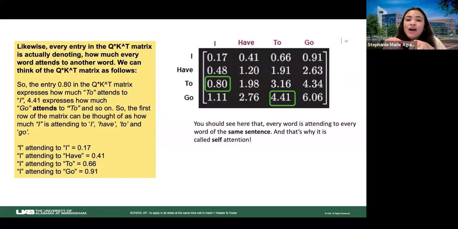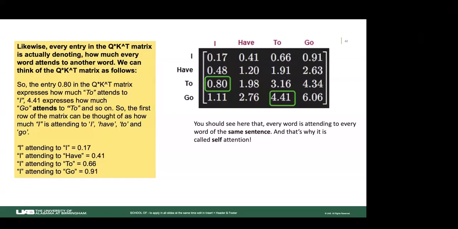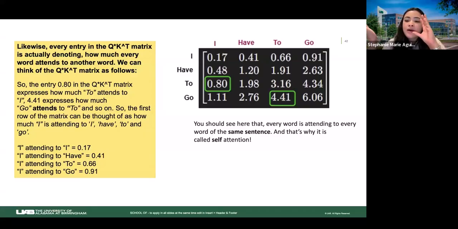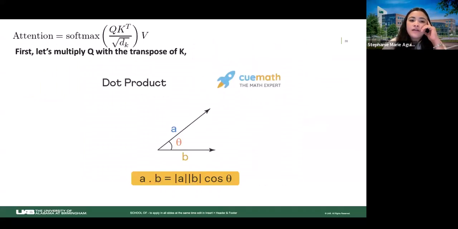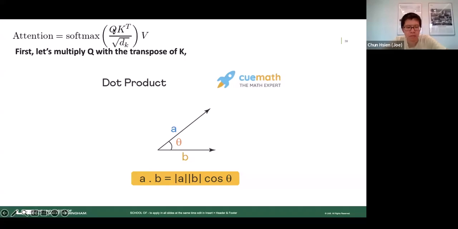Yes, but you haven't done the softmax function yet. Right now, we're just getting the query, and then you're multiplying by the K transpose, or the key transpose matrix. So if you really think about the attention, you haven't really gone to that softmax portion yet. You're just doing this.